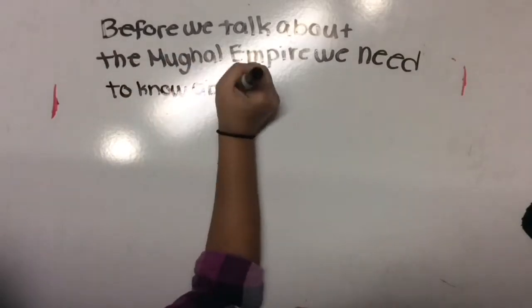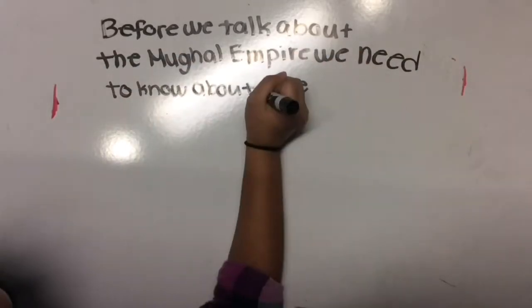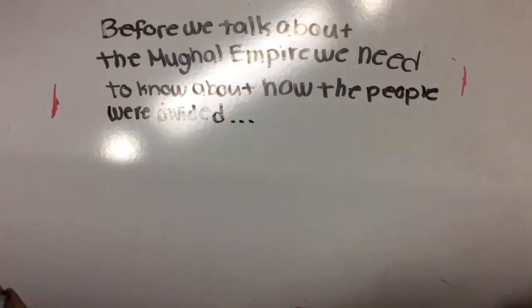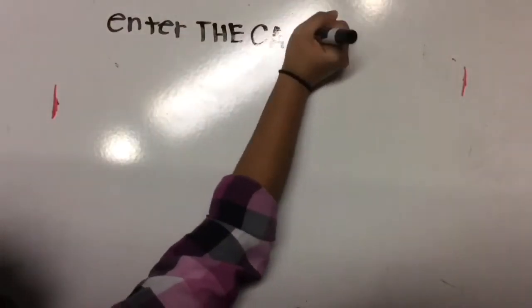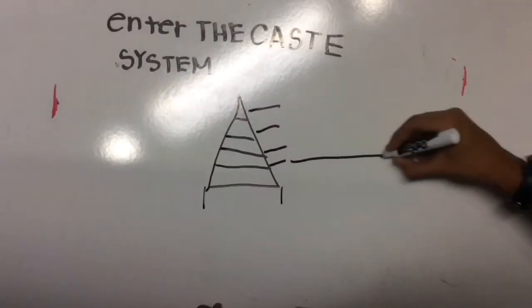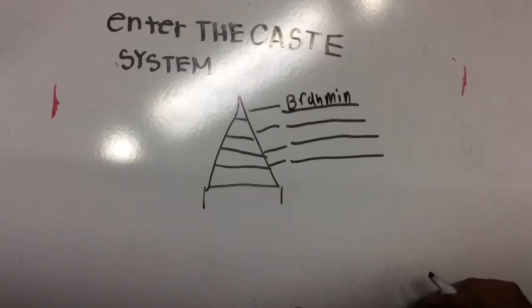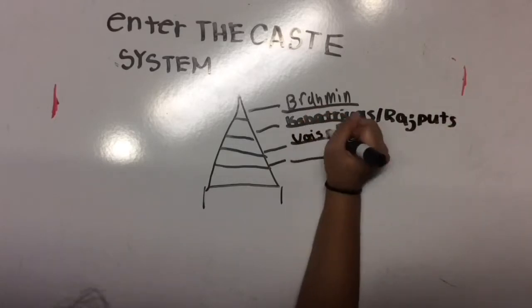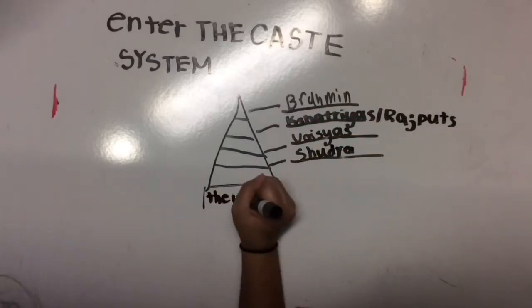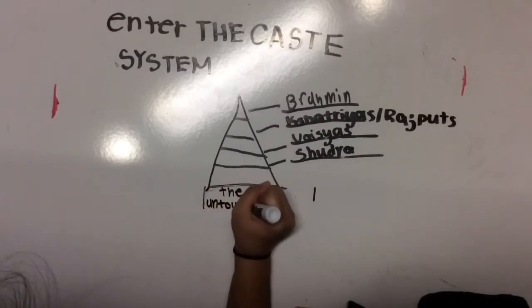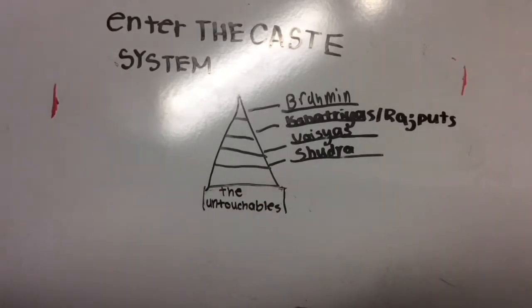So, before we talk about the Mughal Empire, we need to know about how the people were divided. Enter the caste system. As you can see, the people were divided into 5 categories: the Brahmins, the Kshatriyas, or Rajputs, Vaishyas, and Shudra. There were also people now known as the Untouchables, but they were so far at the end of the list, they were not considered to even exist. The list you see here is in the order of power. The caste system was established in 1200 BC. India was also separated in different parts of the country by their religion.